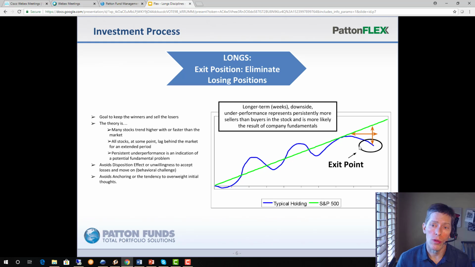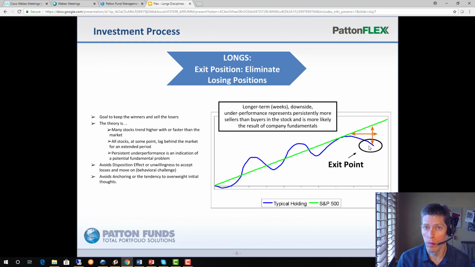And what we're going to do is wait for enough time to pass, because we don't want to sell a stock just because it has some downside volatility. We've already concluded that we believe that would just be noise in human behavior. But what we want to do is wait for a stock to have a period of longer underperformance. That's an indication of more people selling the stock than buying the stock over a longer period of time. That to us is an indication there might be something fundamentally wrong with the company.